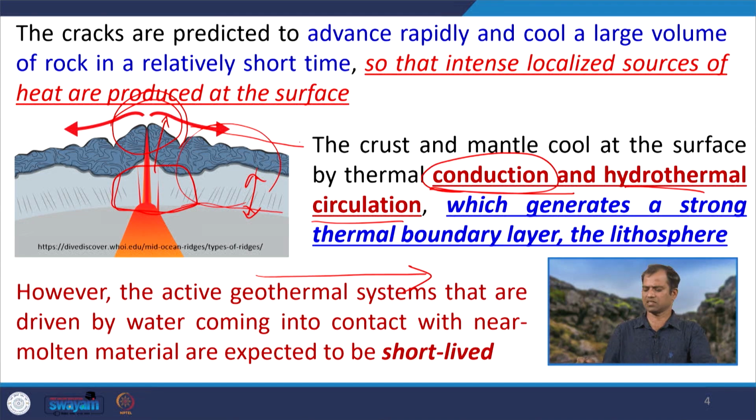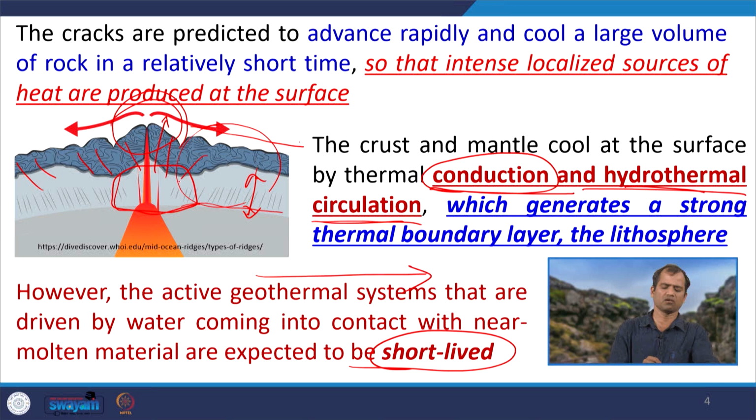And once we are moving away from this mid-oceanic system, the conduction process alone works in cooling this lithosphere. This hydrothermal circulation gradually reduces. So, that is why it is a short-lived system. It is just active near the ridge or just a few kilometers away from the ridge. Once you move away from this active heat source, the effect of hydrothermal circulation is reduced. So, why is it reduced?